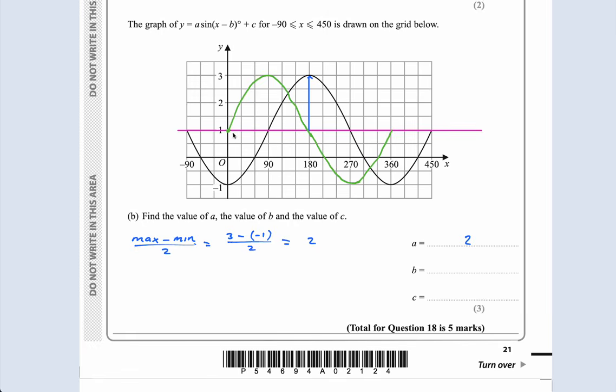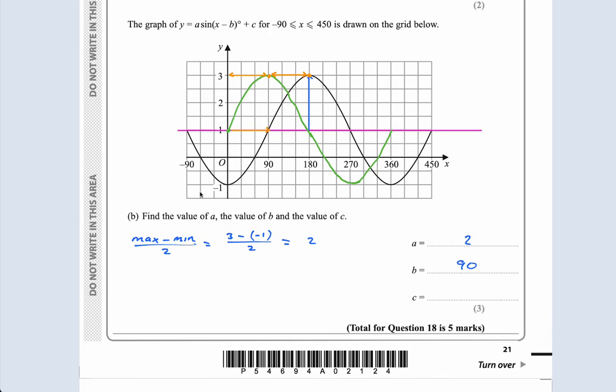How much to the right has it been moved? You can see this point has been moved to here. This is the start of the cycle, and this point has been moved to here. How much has it been moved? What's that distance there? It is just 90. That distance is 90. Hence B is 90. You don't have to put the degrees because the degrees symbol is already there.